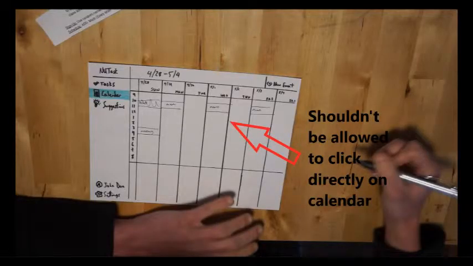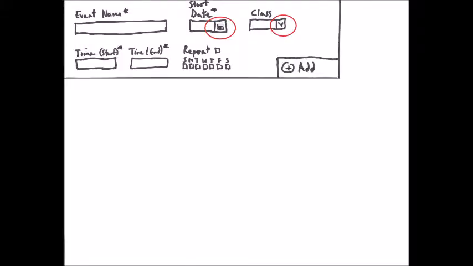Finally, some users thought they could click places they couldn't due to past experience with apps like Google Calendar. On the other hand, users didn't always use buttons they could click, like the drop-down date or class selection. We learned that the UI needs to be clear and obvious.